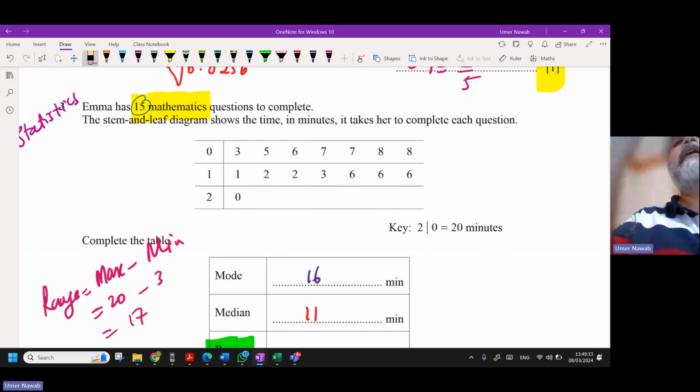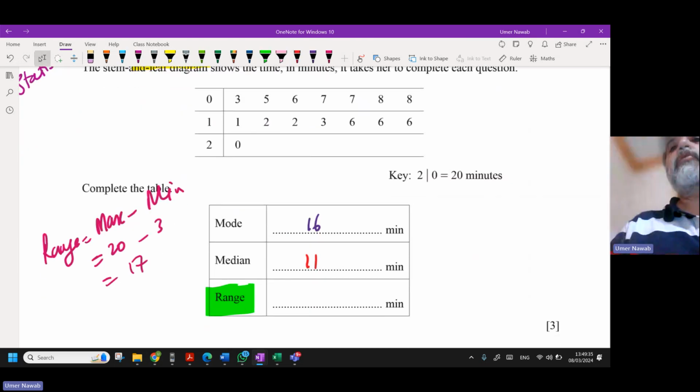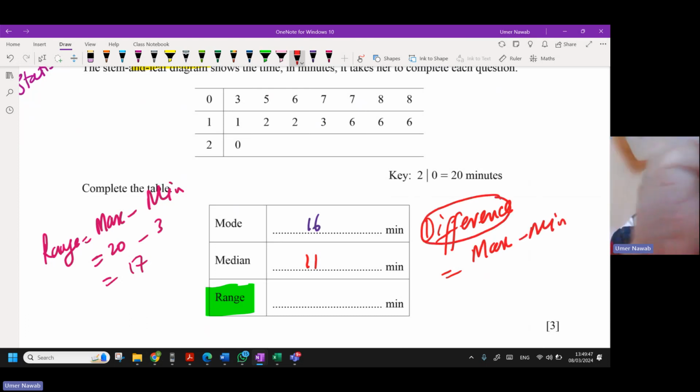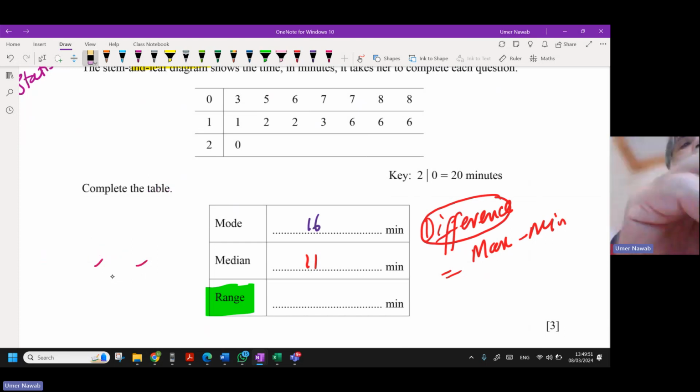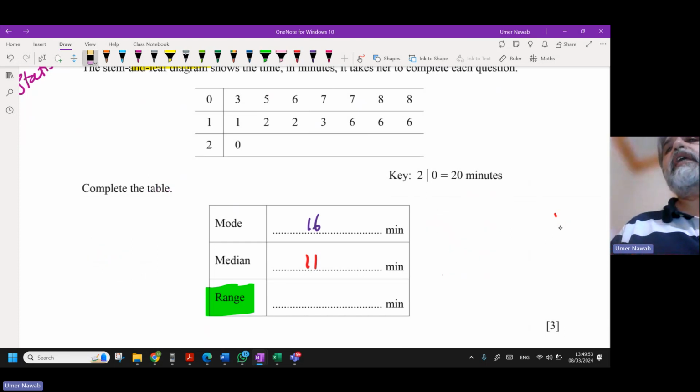By the way, in mathematics, there is one more thing which is called difference. Sometimes in directed numbers or integers, the examiner asks, what is the difference? Difference is also called maximum minus minimum. So in other words, difference and range both have the same formula. Got it? So guys, as you see, Mr. Omar has found the range, which is maximum minus minimum.